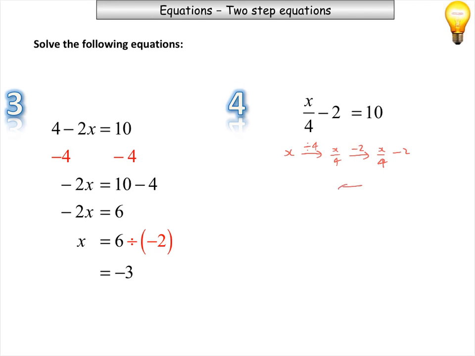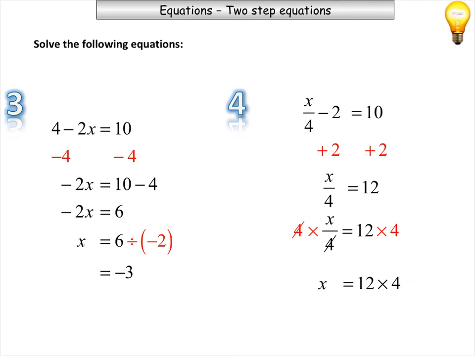So if we're going in this direction, to get back to our x, so starting with x on 4 take away 2, we need to add 2 to get to an x on 4, and then we need to multiply by 4. So add 2 first, multiply by 4 next, to calculate what our pronumeral is. So adding 2 to both sides, we get x on 4 is equal to 12, multiply by 4, and we end up getting our solution of 48.